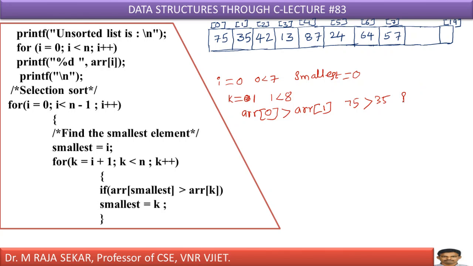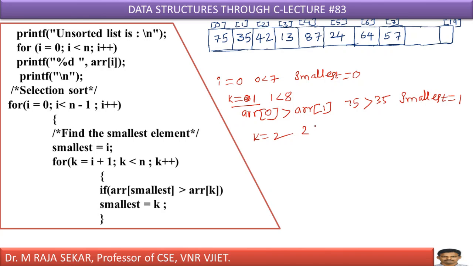smallest equal to k. k means what? 1. Means index 1 element is smallest. In 75 and 35, certainly 35 is the smallest element, isn't it? Therefore, again, what happens? I must go back to k plus plus. My previous value of k is 1. k plus plus means now k equal to 2, isn't it?